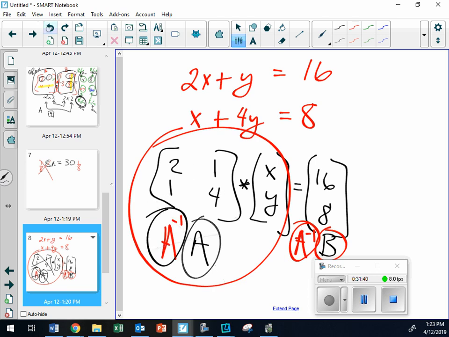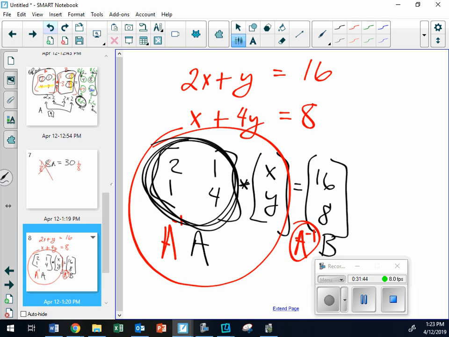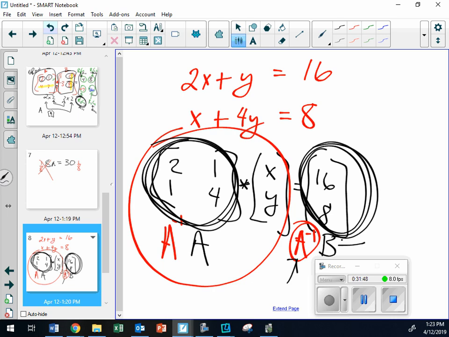What was the A matrix again? That's the A matrix. That's the B matrix. And you'd have to do inverse of A times B.